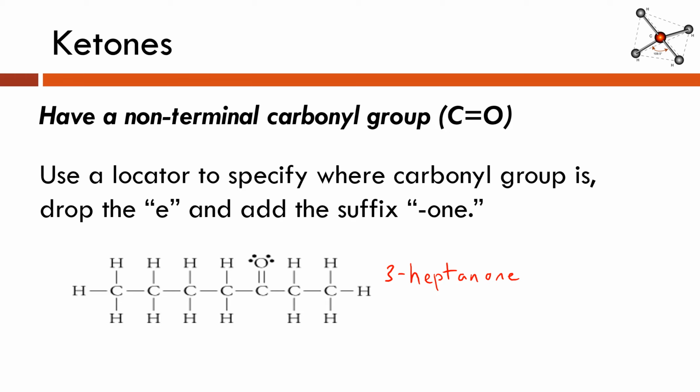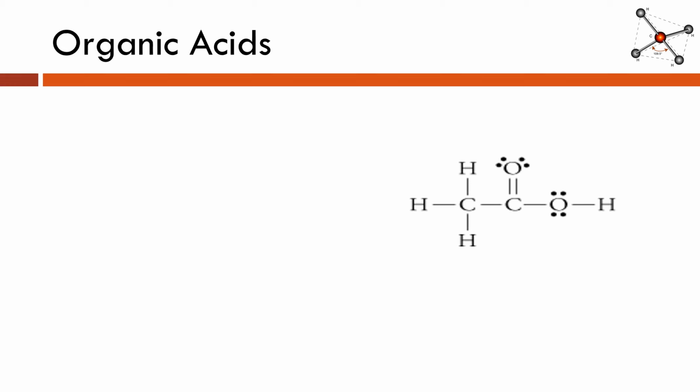Please note, you can't have 1-heptanone. Why not? Well, if it's 1-heptanone, it's technically called heptanal. Remember, ketones have to have that carbon double bonded to an oxygen somewhere in the middle of the molecule. It cannot be at one of the ends, otherwise you're looking at an aldehyde.